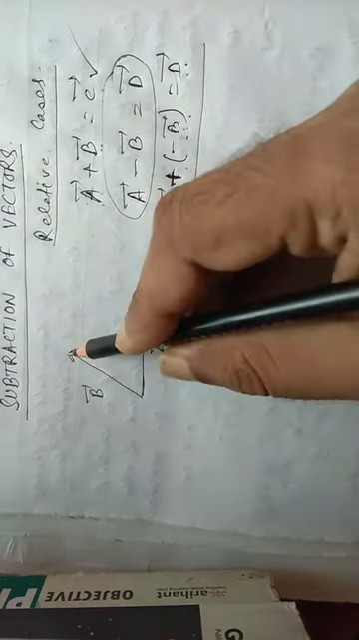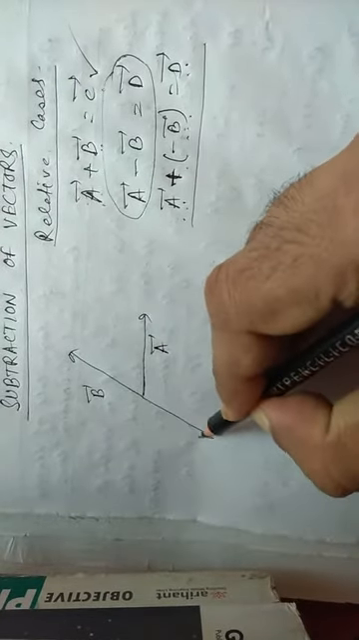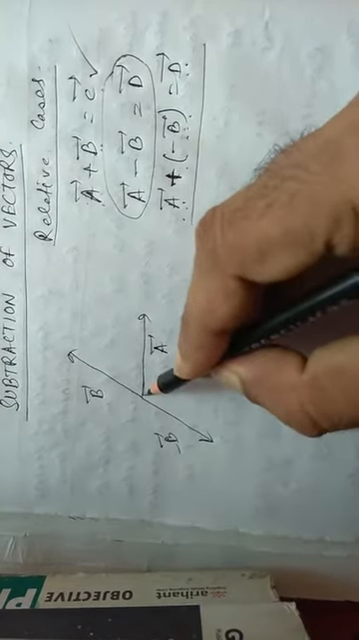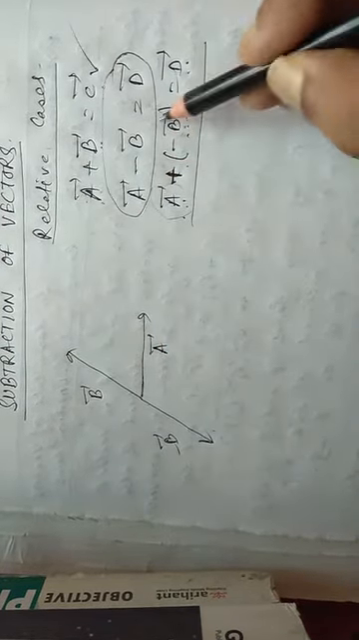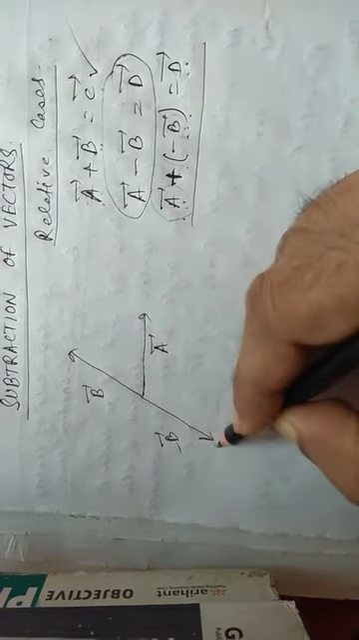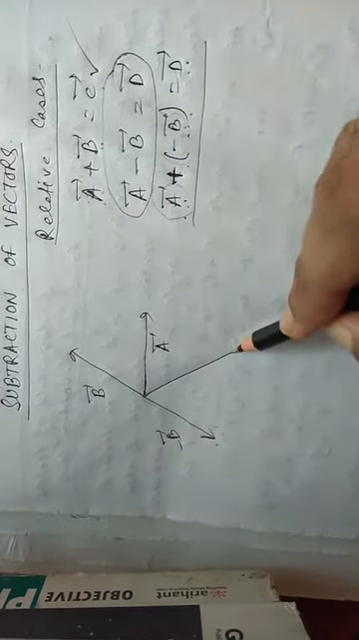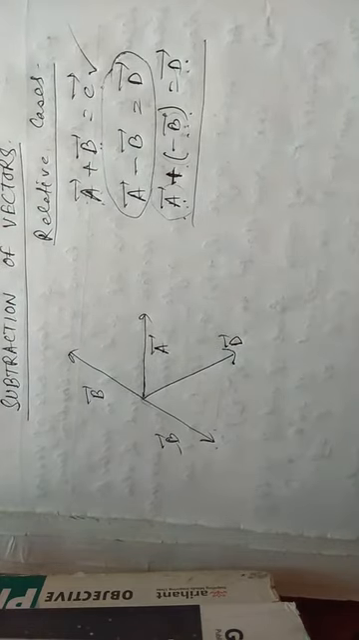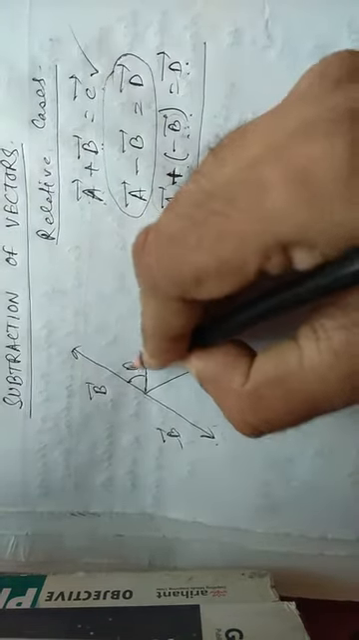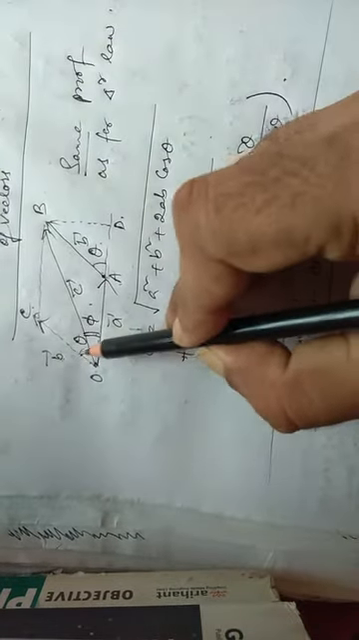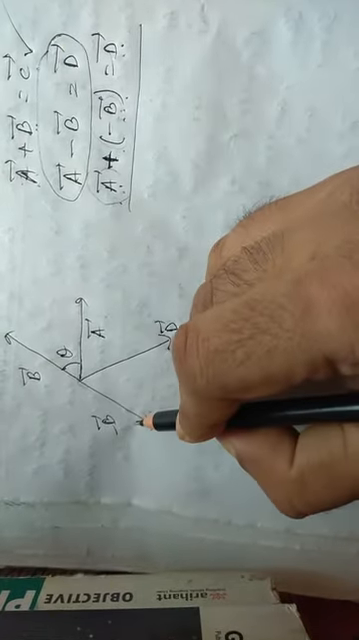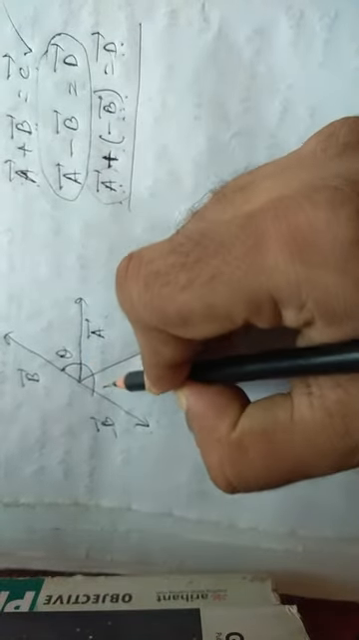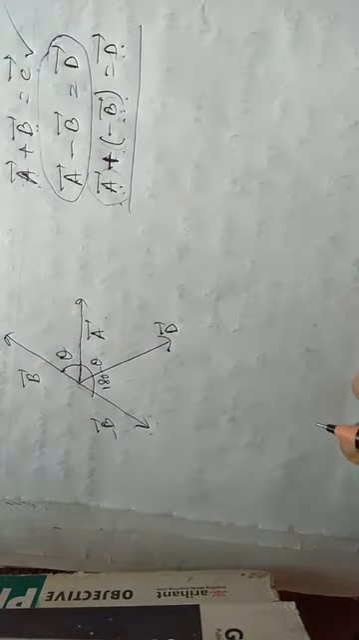So what is minus b? If this is plus b, this is minus b, just the reverse direction, or the opposite vector of b. Now resultant of a and minus b means the resultant will be somewhat like this. So the original angle between a and b was theta. So now the angle between a and minus b will be this one, or 180 minus theta.